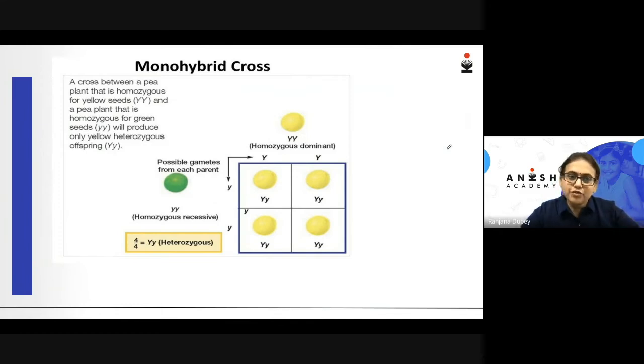Right now in front of you, I have a cross between a pea plant which is homozygous for yellow seeds and a pea plant which is homozygous for green seeds. It was seen that when a yellow dominant was crossed with a green, which is recessive but homozygous, all the offspring produced were only yellow. No green offspring was produced, suggesting that yellow is dominant over green.